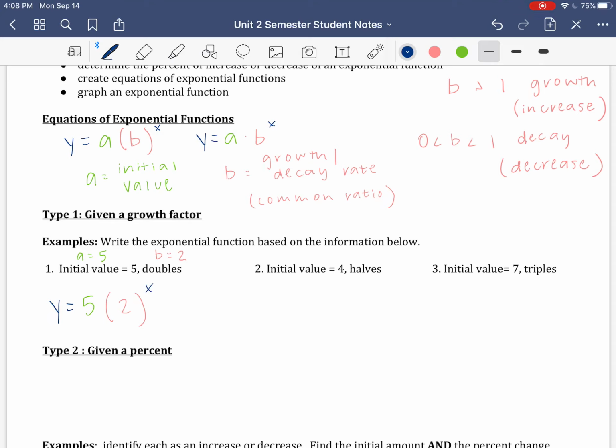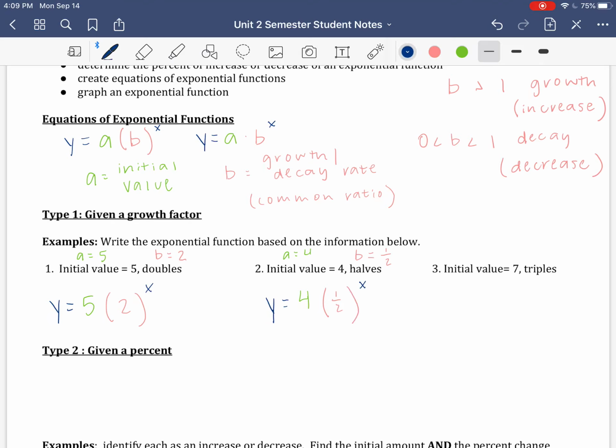All right, second example. It says initial value is 4. So right off the bat, I know a is 4. And then this one says it halves. It's halving every time, which means I am multiplying by 1/2. We know halving means we're dividing by 2, but again, we write it only as multiplication. So we multiply by 1/2 each time. Let me say y equals 4 times 1/2 to the x power.